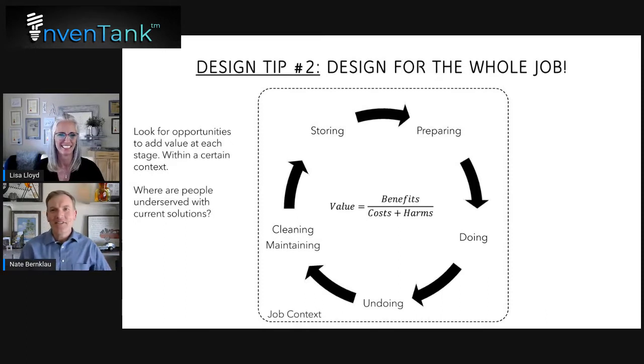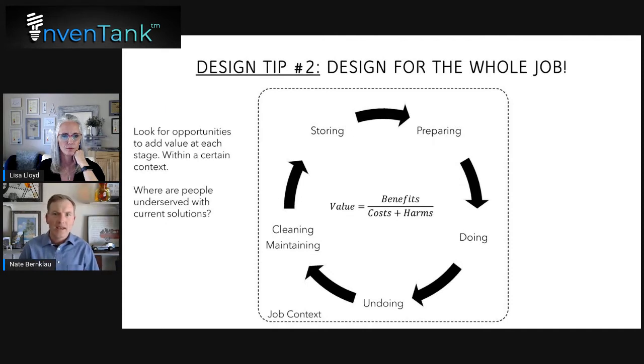So, and this is design tip number 2 that goes with that. So design for context, but also design for the whole job. And think about what somebody's doing with your product from start to finish. And it's kind of a cycle that goes around here, that they would be preparing to use the item. They would be doing the task that they're going to do with it. They're going to be maybe sometimes undoing that task. Sometimes they'll be cleaning and maintaining it. Sometimes they'll be putting it away and storing it. And so as you're going around this wheel, you can think about how you're addressing the user needs in each one of those places.